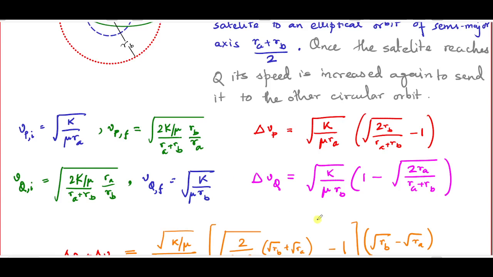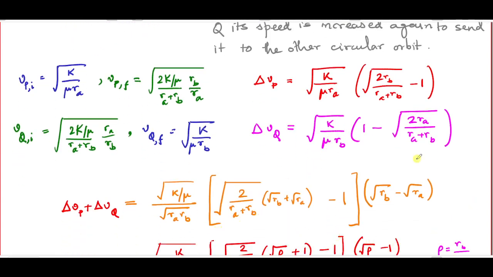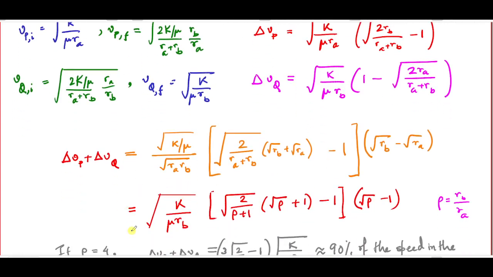If you add the two together, you get the net change in velocity during a Hohmann transfer. And you can simplify the expression a bit by dragging out a factor of root over k/(mu Ra) times Rb. This looks a bit complicated, but it's nothing but the sum of these two expressions. And if you use Rb by Ra, this ratio, which we are going to call rho, as a parameter, what you get is this final result, root over k/(mu Rb), the speed in the final orbit, times this factor which depends on rho.